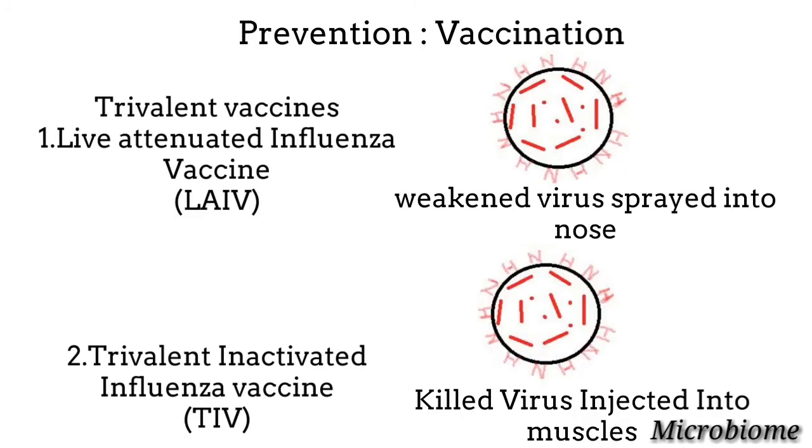Prevention: it is carried out by vaccination, usually trivalent vaccines are used. Which are: 1. Live attenuated influenza vaccine, LAIV, in which weakened virus is sprayed into the nose. 2. Trivalent inactivated influenza vaccine, TIV, in which killed virus is injected into muscles.